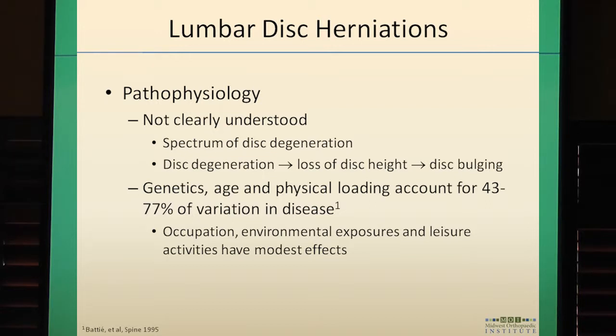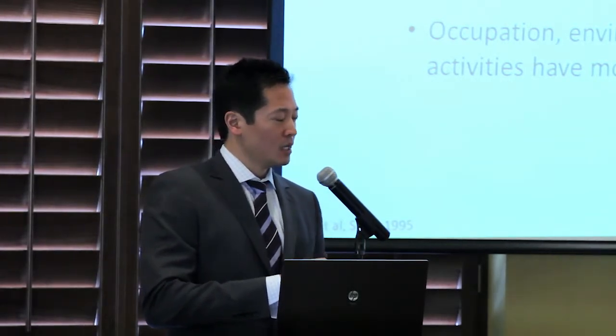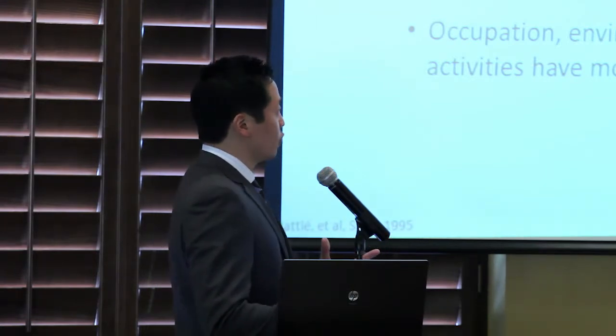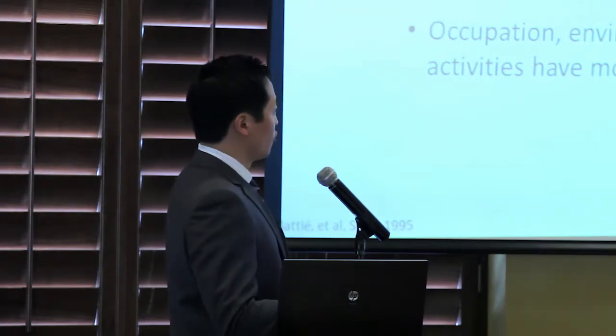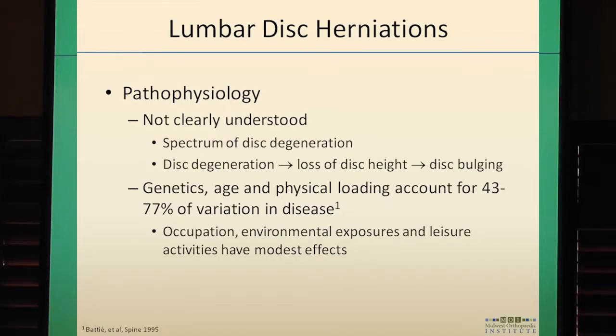It does fall in the spectrum of disc degeneration, essentially this concept of disc arthritis. It starts with drying of the disc, which then causes some collapse because you lose that internal integrity. With that collapse, you can imagine the fronts and the backs of the discs will pooch out, and that's what the disc bulging results from. And with progression of that, you can get rupture of the disc and so forth. And again, genetics, age, and physical loading account for about 75% of the variation between patients. So why I get it and you don't is going to be related to my age, genetics, and physical loading.